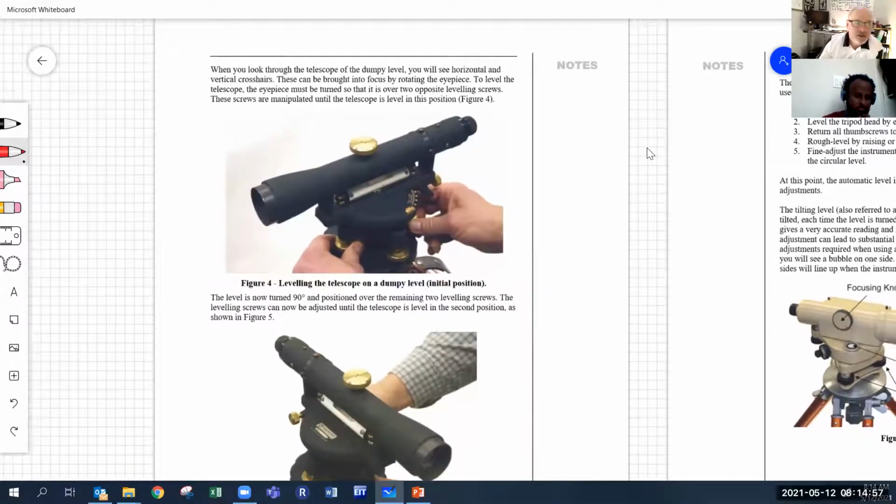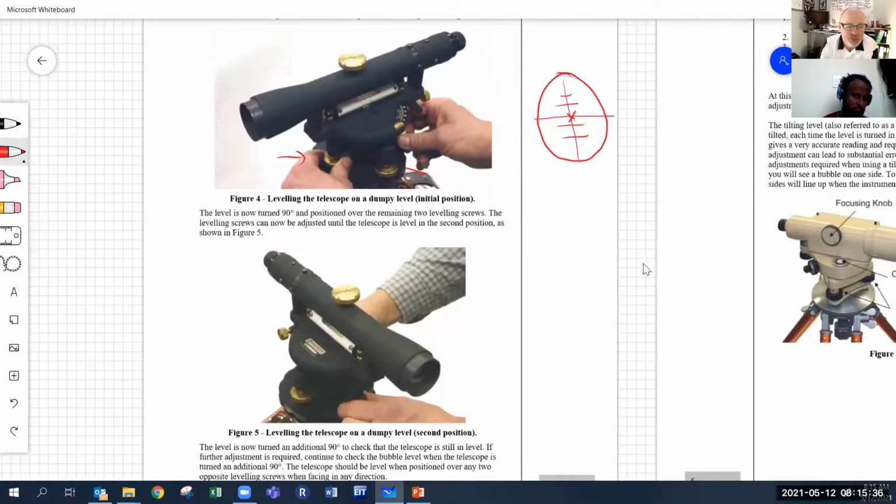Now, when you look through the telescope of a dumpy level, you will see horizontal and vertical crosshairs. If I drew a circle here, you will see this stuff in there: vertical and horizontal crosshairs. So the eyepiece must be turned so that it is over two opposite leveling screws in here. We're not going to use the dumpy level actually, but we just want you to know what it looks like.